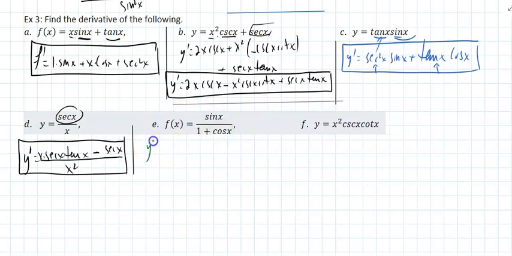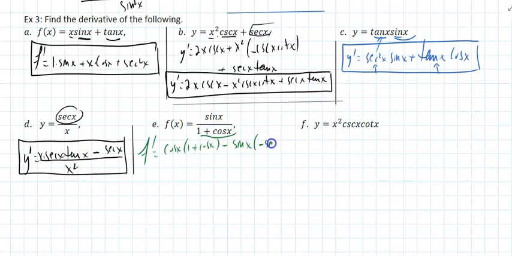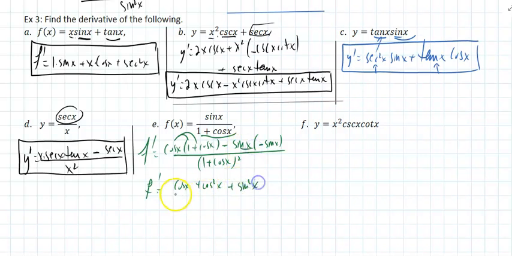Here, the quotient rule again. Y prime or f prime. Derivative of the top is the cosine of x times 1 plus cosine of x, minus the top times derivative of the denominator, which is negative sine of x, all over the bottom squared. Again, on a test, that's good enough, but those clean up really nice. That's cosine of x plus cosine squared of x plus sine squared of x.